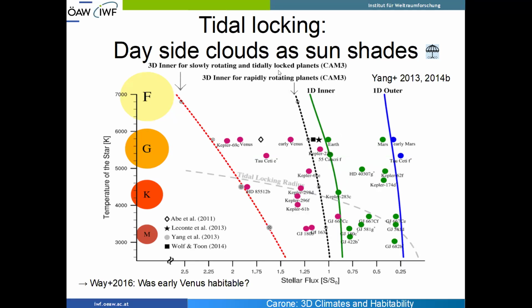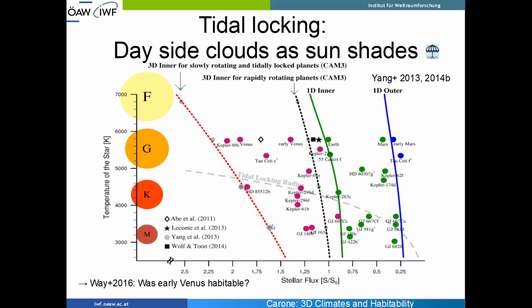Now, this has been reworked several times with 3D climate models, and you can already see here, if you just put a 3D climate model on a rapidly rotating planet like the Earth, you already are able to extend the habitable zone further inwards, so have actually more planets that are potentially habitable here. But if you have now a tidally locked planet or a slowly rotating planet, you actually gain quite a lot of possibility of habitability.